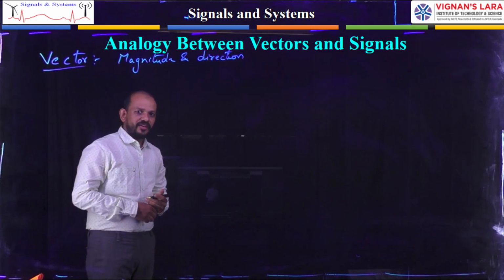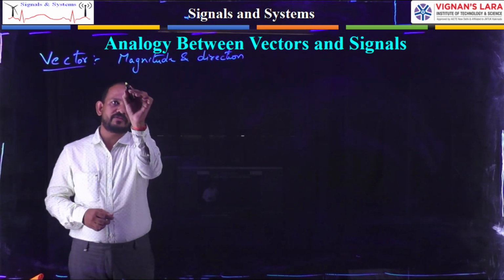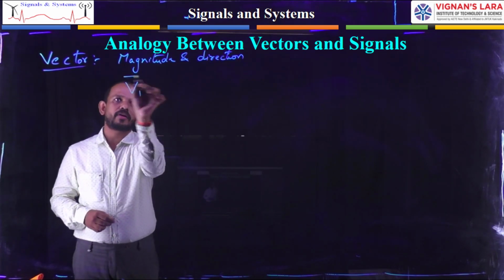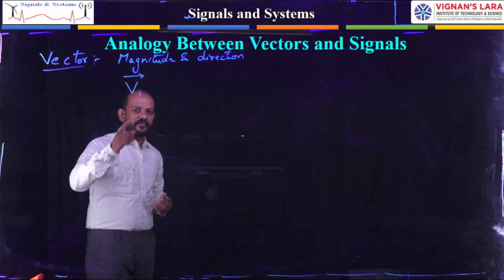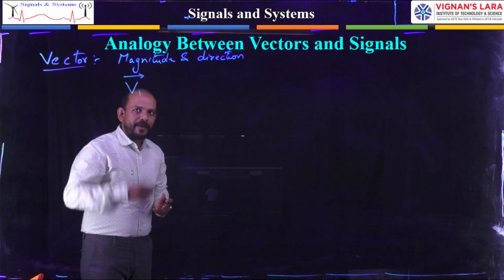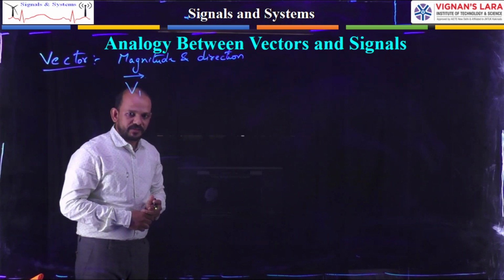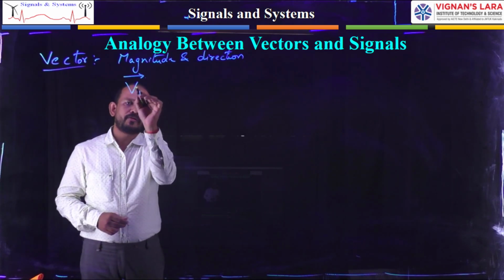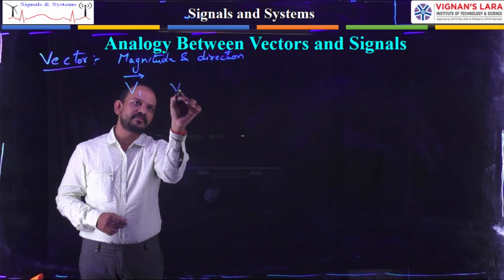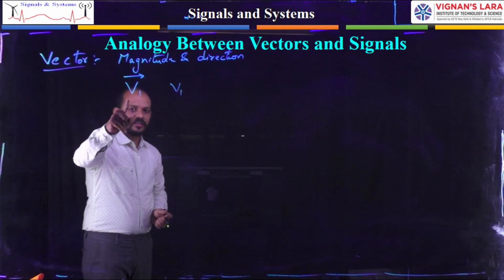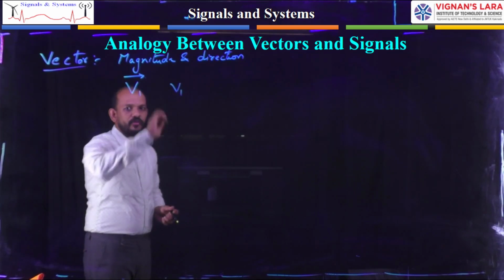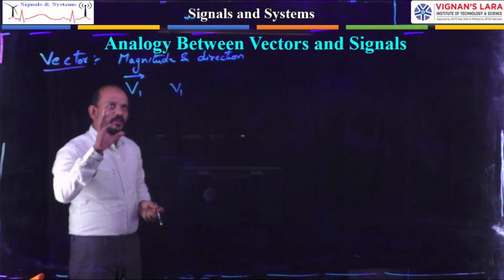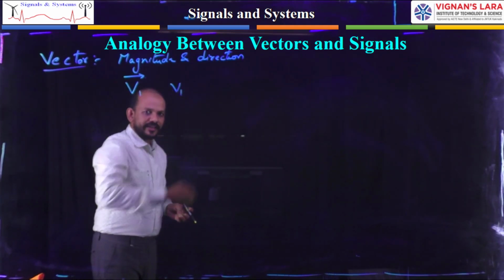Let us take V1 as a vector. We have to represent it in boldface V1, or we will put an arrow mark above it like this. Then we call it a vector. And the magnitude of a vector is represented with lowercase letters. Simply, if you want to write the magnitude of this vector V1, we can simply write V1. So this is a representation of a vector, and this is a representation of the magnitude of the vector. These vectors have both magnitude and direction.